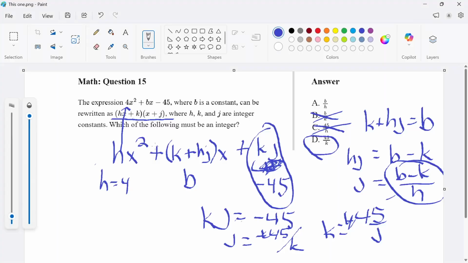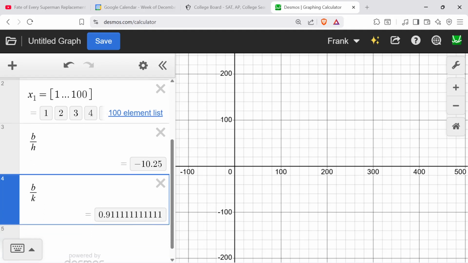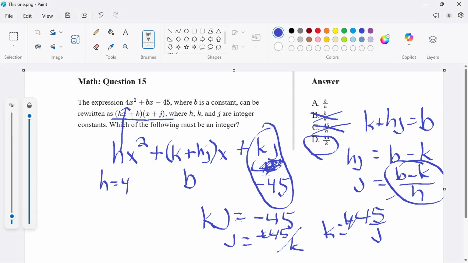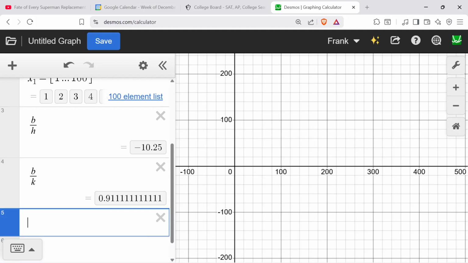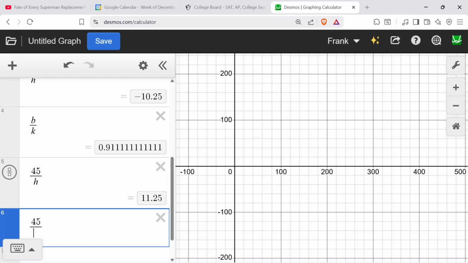B over h, b over k. B over k sounds like a Burger King thing, 0.91, not an integer. 45 over h, not an integer. I didn't expect it to be. And here's 45 over k. Well, 45 over j or k.